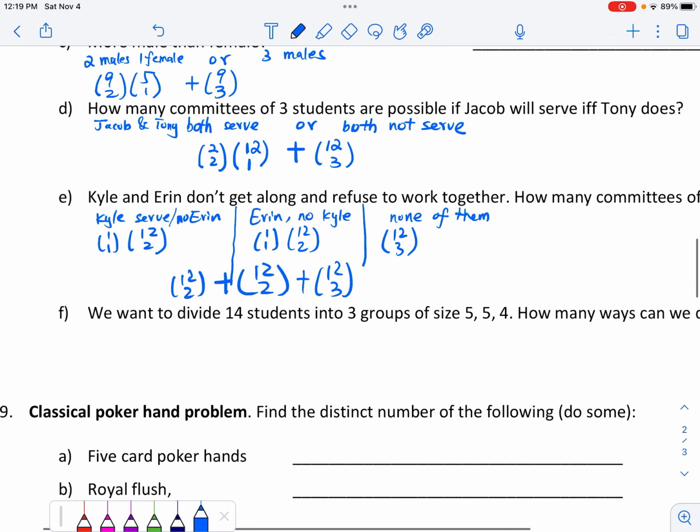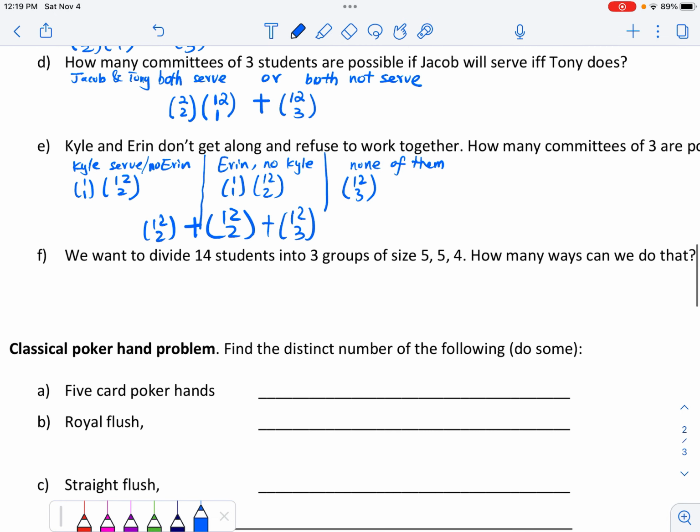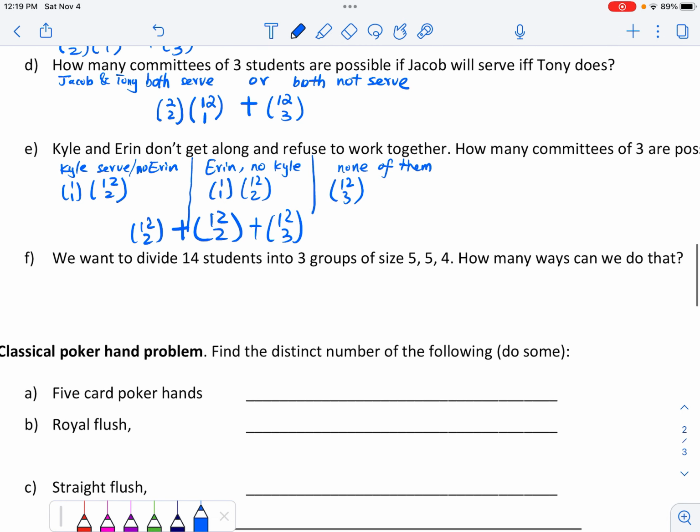Okay, and let's finish this video by completing the last one, and then we'll make a separate video for this classical problem. Now, for the last problem, we want to divide 14 students into groups of size 5, 5, 4. So how many ways can we do that? Okay, and this is a very good problem. I think this technique is very useful.